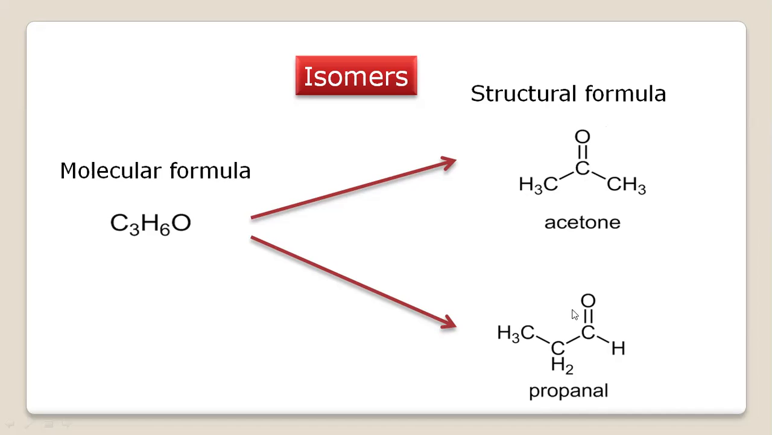And one of the possible structures for this molecular formula is CH3CH2 C double bond OH. Now see, the molecular formula is the same for these two structures, but they show different structural formulae. So these two structures are called isomers of each other.